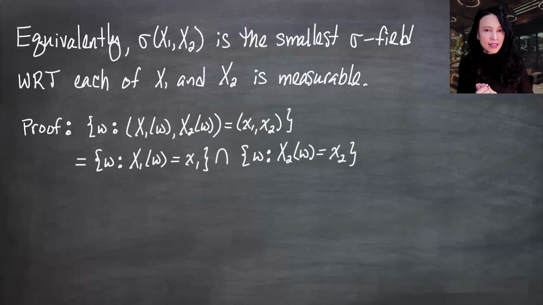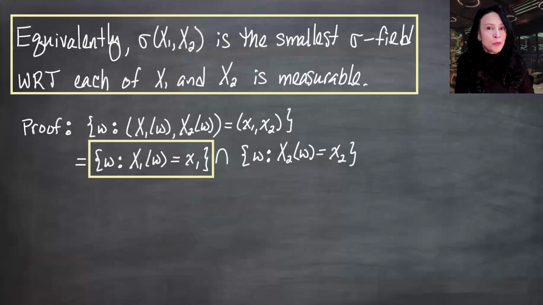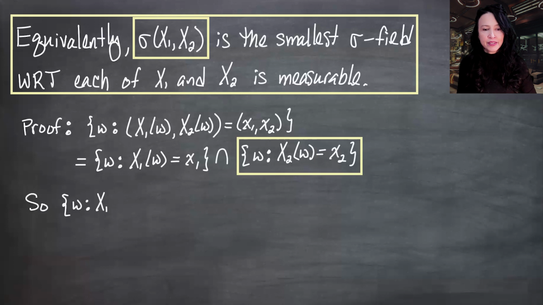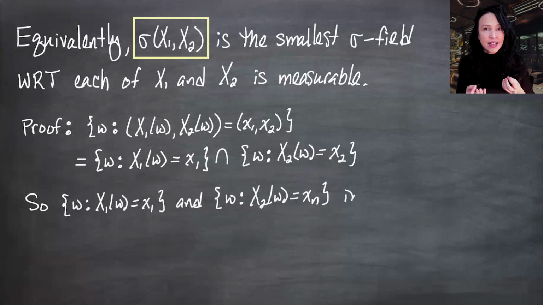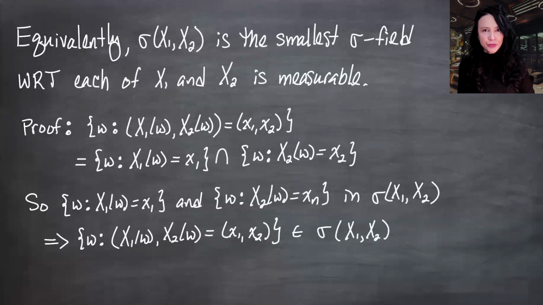Now, if I'm assuming that this part of the definition is holding for our two-dimensional random variable, then I am assuming that this one-point pullback is in this sigma of x1, x2, and so is this one. And if this is a sigma field, the intersection is going to be in there as well. So what we have just shown is that this set, the two-dimensional pullback, is in the sigma of x1 and x2, which is equivalent to the original definition for measurability in two dimensions.